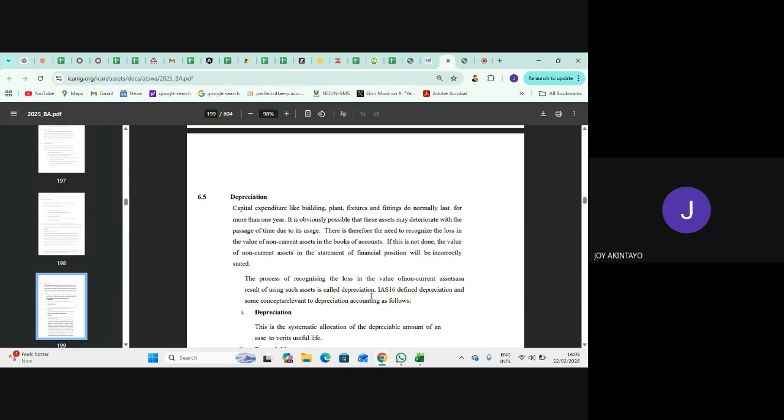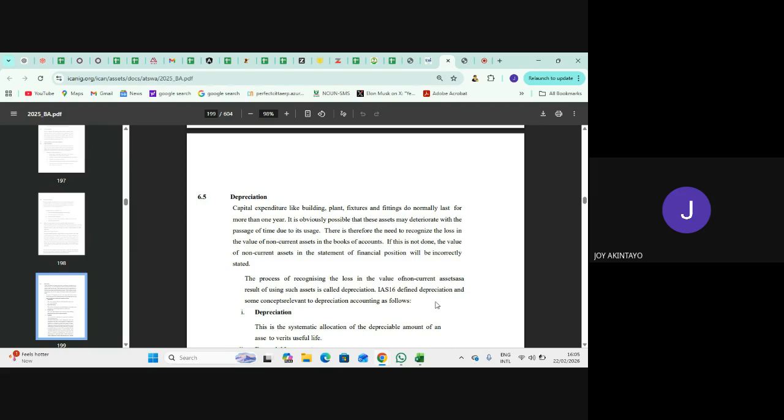Now, IAS 16 defines depreciation and some other concepts relevant to depreciation. So we know the treatment, how to record our depreciation.